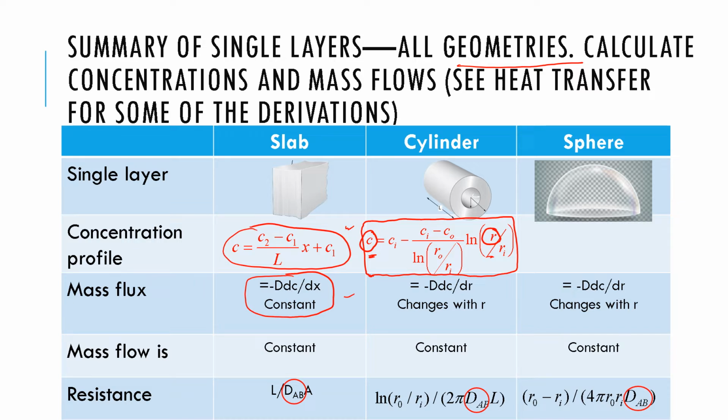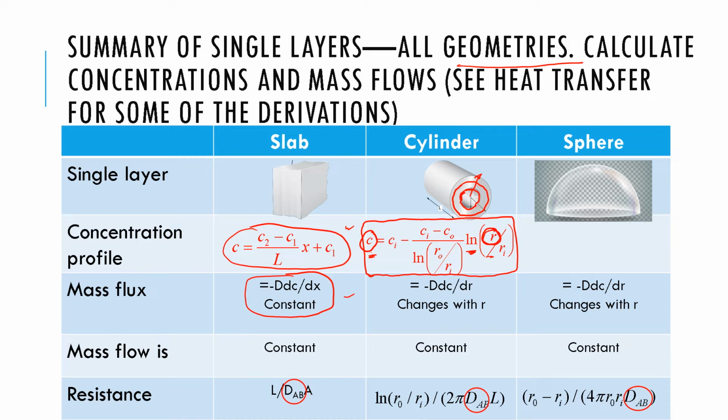So here we have this concentration as a function of radius, and notice it is different from the slab. It is not linear. It has a log in there. Why is that? Why can't it afford to be linear? It's because in a cylindrical geometry, the surface area changes with radius. Surface area increases with radius.